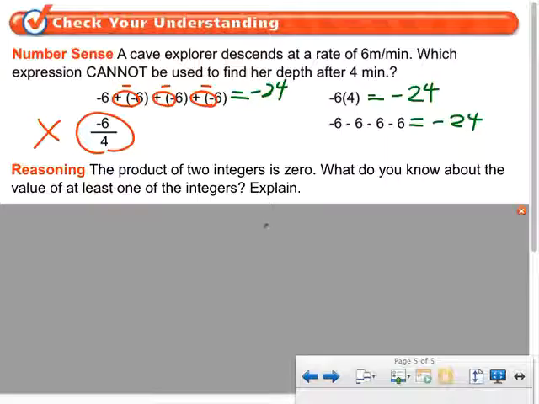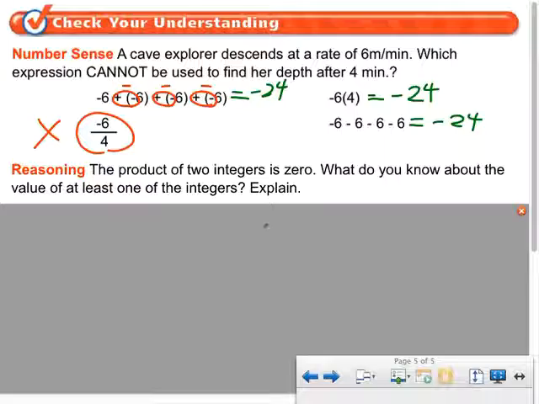Okay, let's take a look at this. The product of two integers is 0. What do you know about the value of at least one of the integers if the product of them is 0? At least one of them has to be what? If I'm multiplying two numbers and I get 0 back, what do at least one of those numbers have to be?